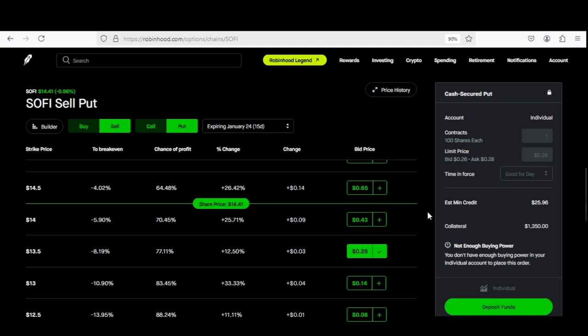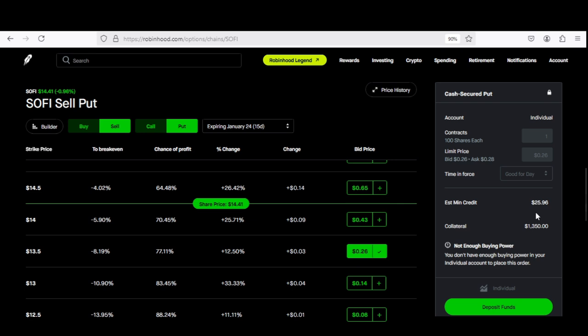Now, if you're trading with an account, let's say $2,000, and you put $1,350 in one stock, that's pretty much it. You can't do any more trades. So I'm going to show you a way around that in just a second. Now, once you leave the $1,350 as collateral, you're going to be receiving this $26 here as premium.